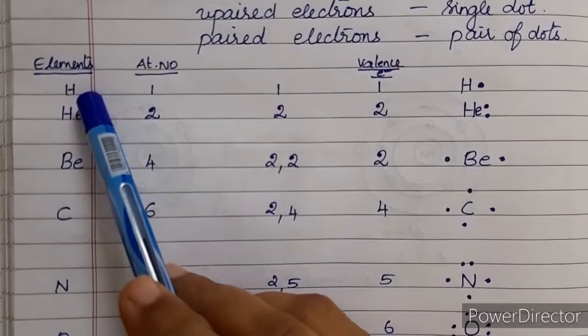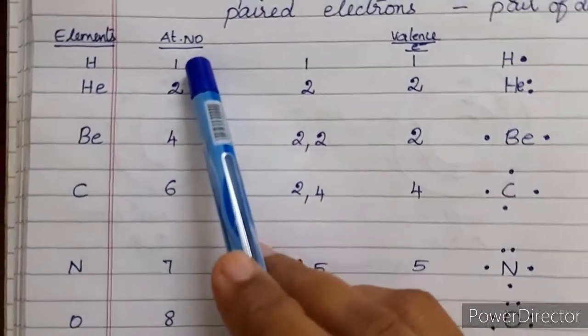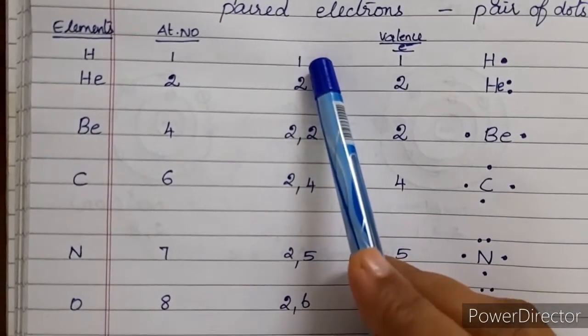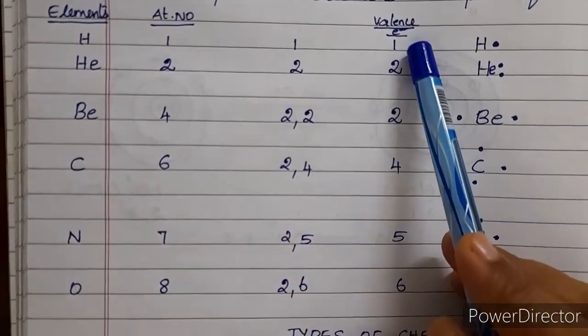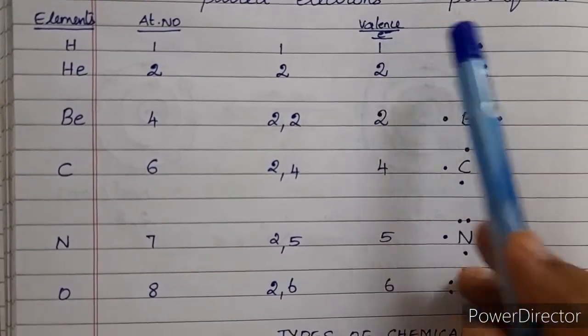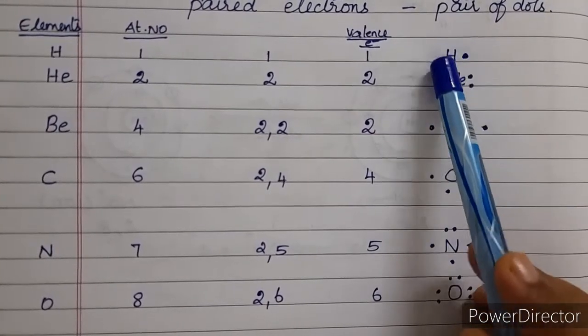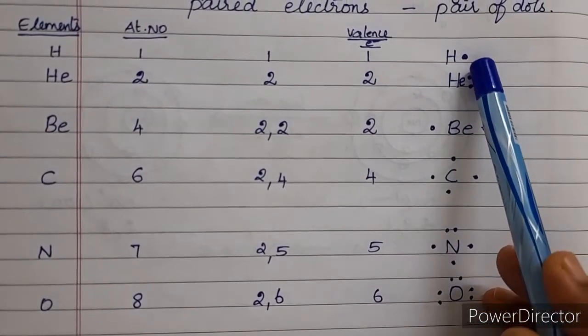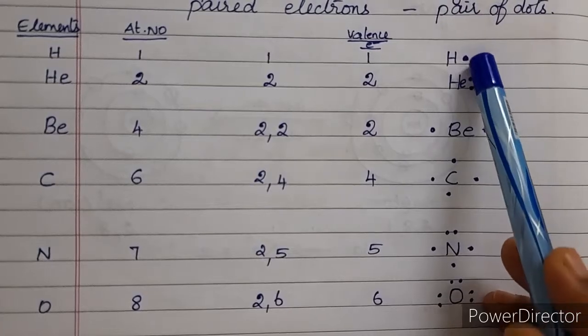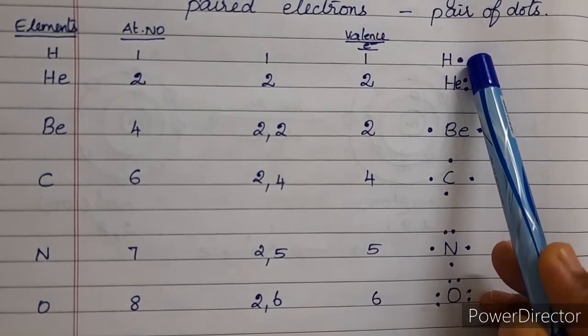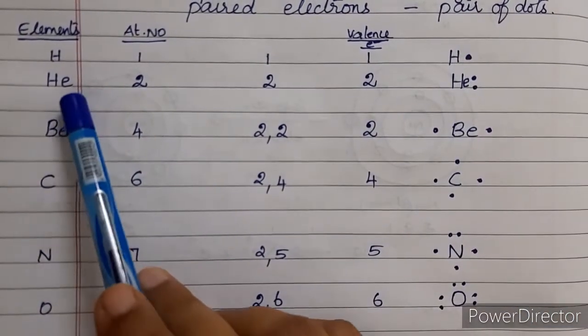Now first element is hydrogen. The atomic number is 1, and what will be the electronic configuration? 1. So how many valence electrons are there? 1, isn't it? Now this is the symbol of hydrogen, isn't it? The symbol of hydrogen is H, and it has 1 valence electron. So 1 dot, single dot. So unpaired electrons.